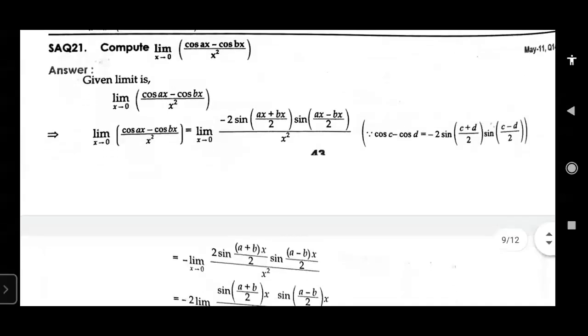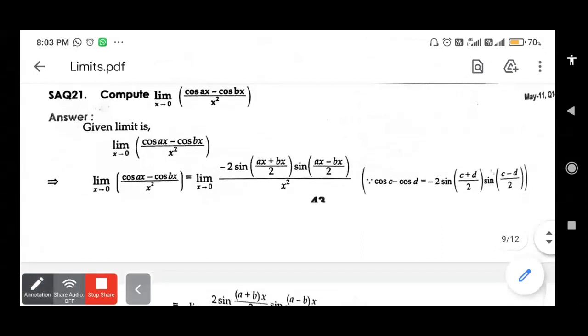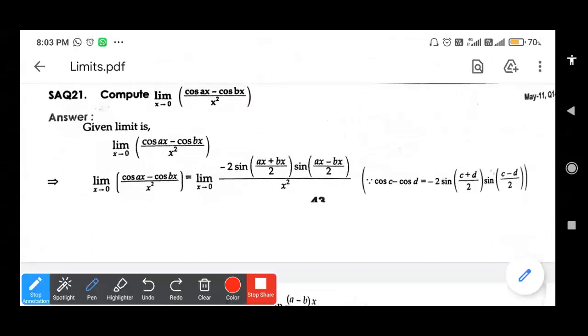So now next question: limit x tends to 0, (cos ax minus cos bx) by x square. That is your question. Now what you have to do here is apply this formula, sin c minus sin d. So it will become sin of (ax plus bx) by 2 sin of (ax minus bx) by 2, by x square. The important thing is you have to take x as common. After taking x as common, you have to apply the simple formula.